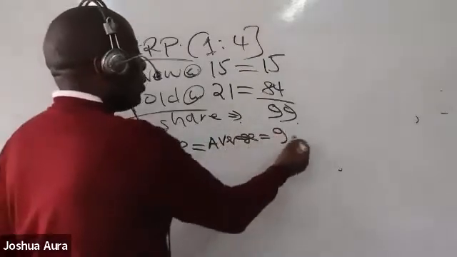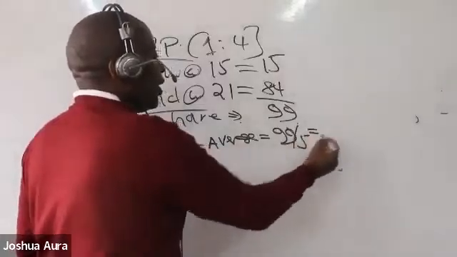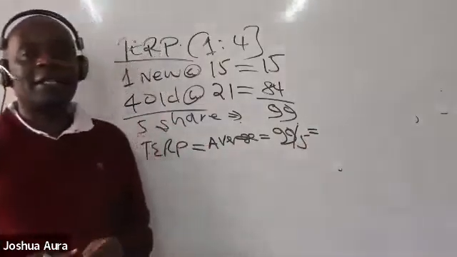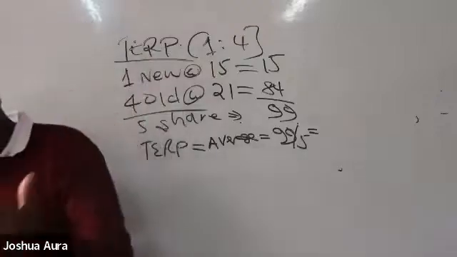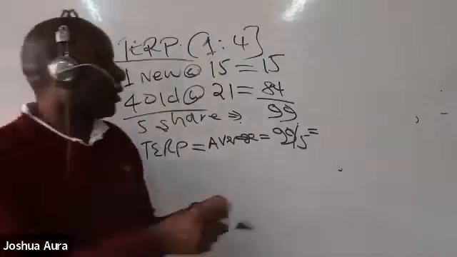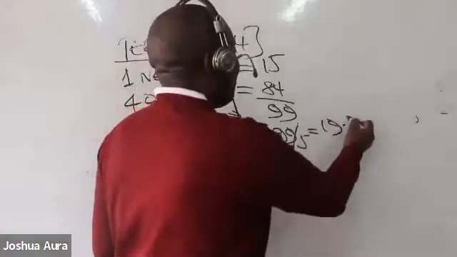So the average here will be 99 divided by who? Divided by 5. 99 divided by 5. Yvonne tells me 19.8. Thank you so much.